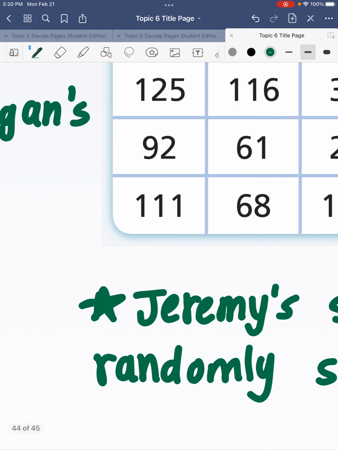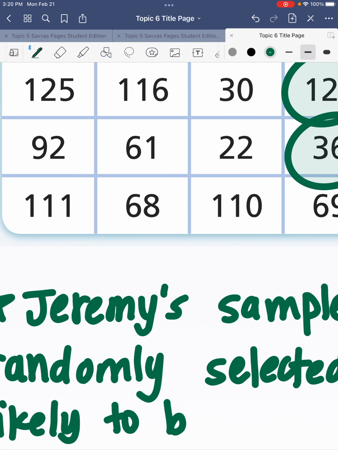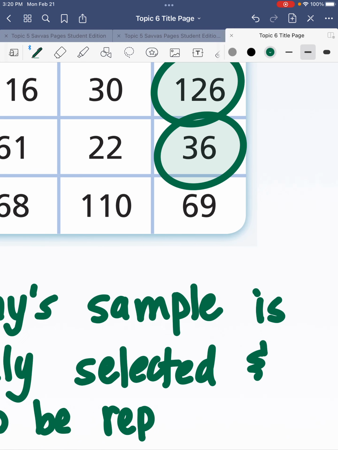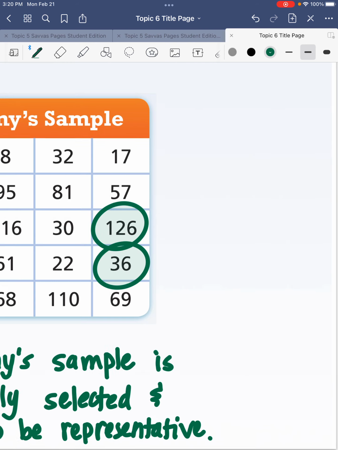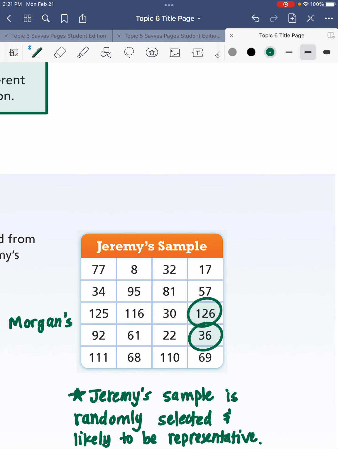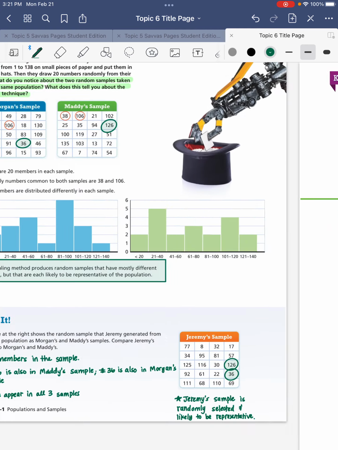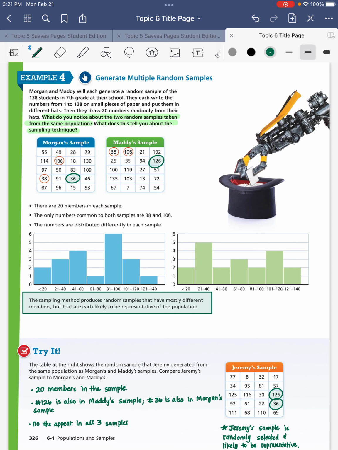And therefore, likely to be representative of the population. I don't have room to write that, but Jeremy's sample is randomly selected and likely to be representative of the population. Okay, so all three samples are randomly selected and likely to be representative of the population. Okay, let's move on to the next page.